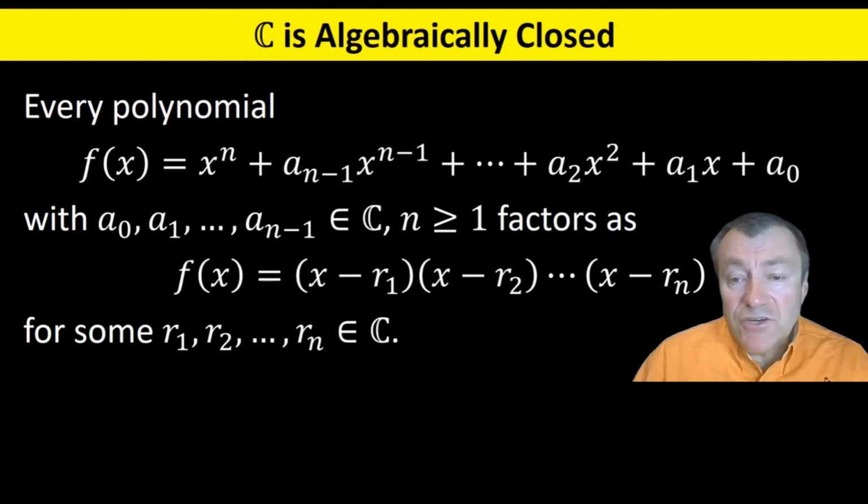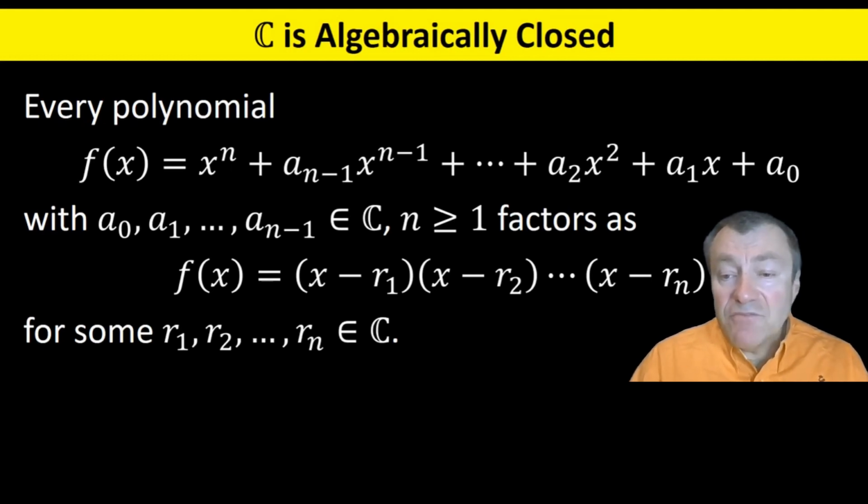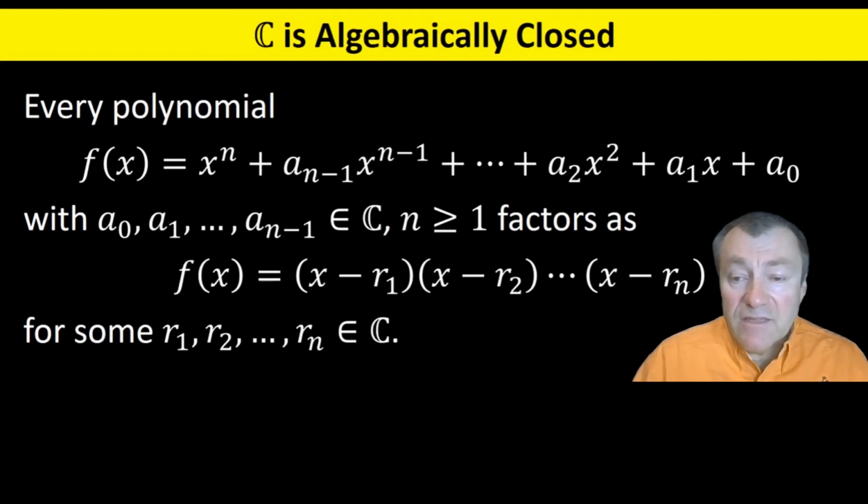The other important feature which distinguishes the complex numbers from the real numbers is that the field of complex numbers is algebraically closed, whereas the field of real numbers is not. Here's what we mean by this. Take any polynomial f(x) of degree n greater than or equal to 1 with complex coefficients. Then f(x) can be factored as a product of n linear factors. This is the same as saying that f(x) has n roots in the complex numbers, although the roots do not have to be distinct.